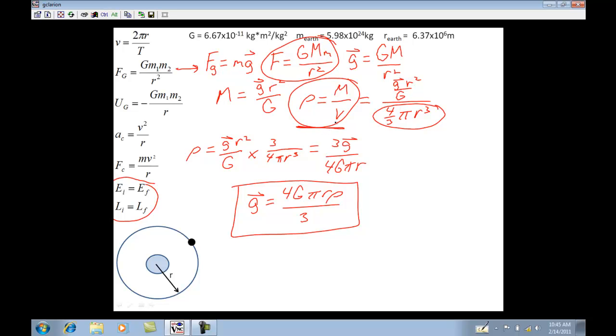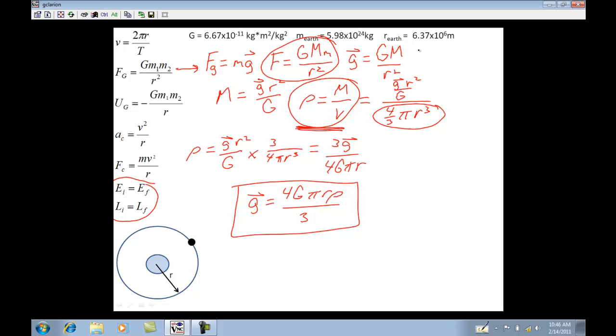I could have written it out as m is equal to rho v and then plugged into there. So if you want to do it that way as well. But most people are used to seeing the density equation first. Okay? Does that make sense? Just to make sure you understand.